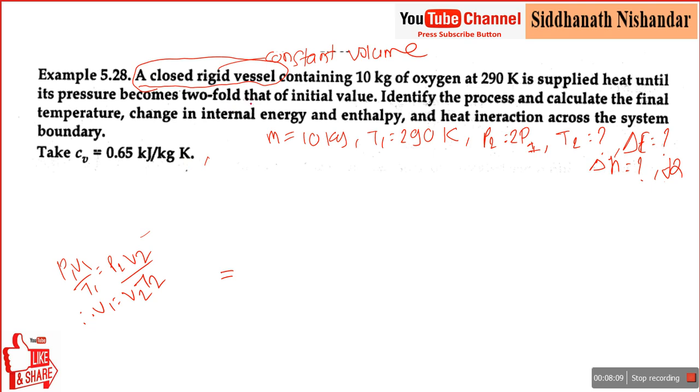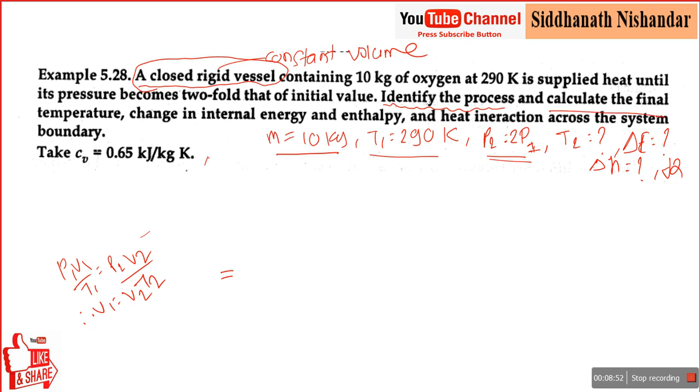A closed or rigid vessel. The word closed vessel itself gives the idea of a constant volume process, containing 10 kg of oxygen at 290 Kelvin. Mass is given, temperature is given. Heat is supplied until the pressure becomes twofold that of the initial value. So final pressure is twice the initial pressure, the given condition. Identify the process. We easily identify this process: it is a closed vessel, so it is a constant volume process.